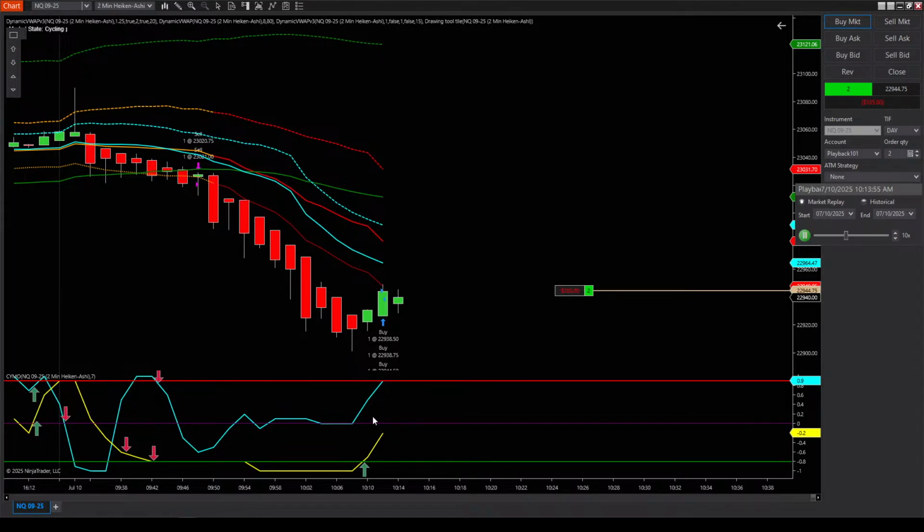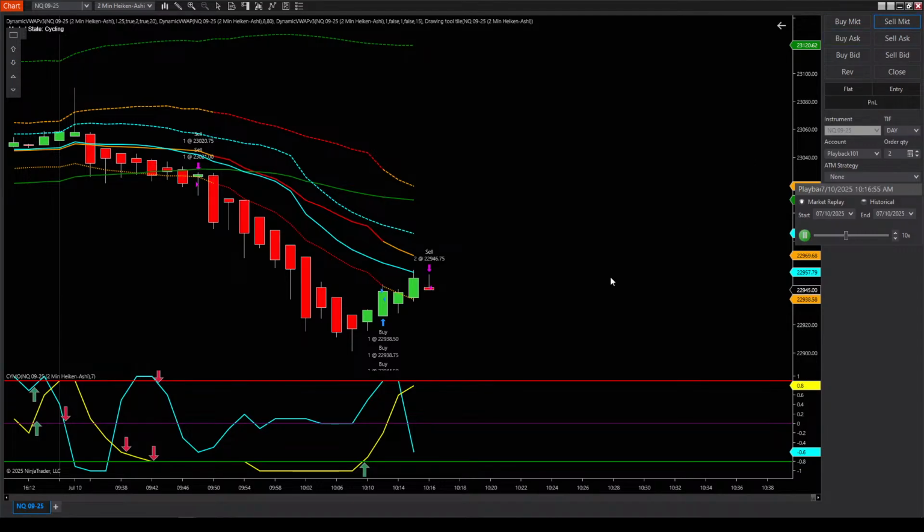And remember, cycle trades are always exited whenever the cyan line and the momentum line intersect. So as soon as these two bad boys cross, that is the end of that move. There you go. You see how they crossed right there? That's order filled, where I'd get out of the trade right there. It's a cycle trade. I'm done.